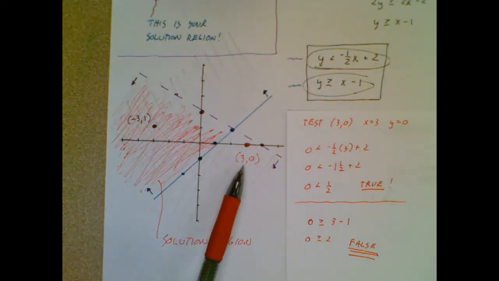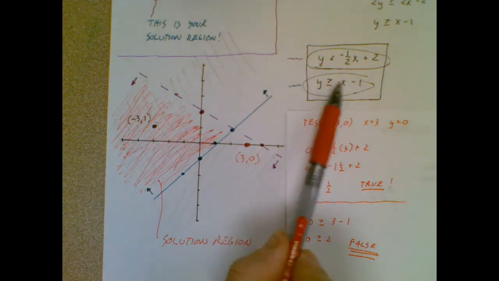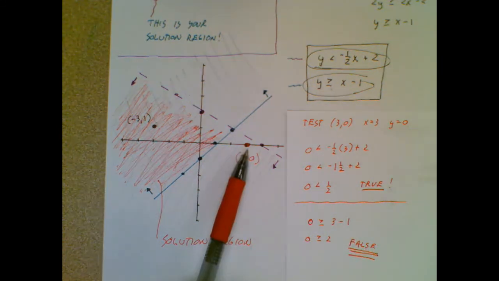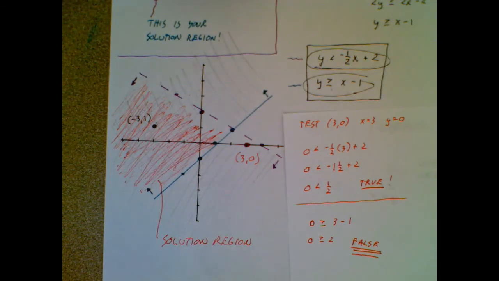So when I take x equals 3, y equals 0, and I plug it into the second one, now it's a different story. I end up with 0 is greater than or equal to 2, which is definitely false. That's not a true statement. And because I didn't get true for both, this is not a solution, which is obvious because it's not in the solution region.